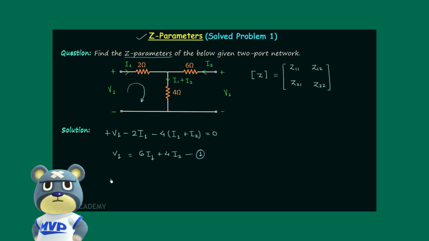So we are done with the input KVL equation, and now we will develop the output KVL equation. We will have plus V2 minus 6I2.